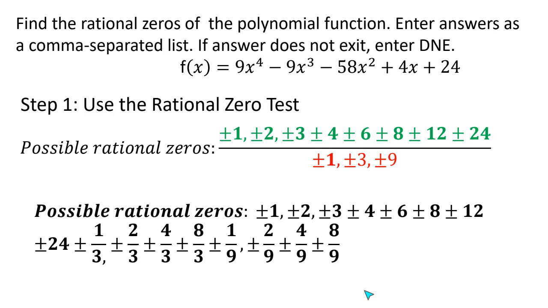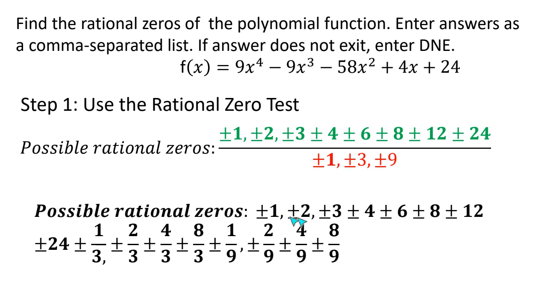If you're trying to input this into WebAssign, just be careful because WebAssign doesn't have the little symbol for plus and minus. So what you need to do is, usually it tells you to enter from smallest to greatest. So you would enter all the negative numbers first. So you would enter, for example, -24, -12, -8, and so on. And then you would follow by entering your positive zeros.